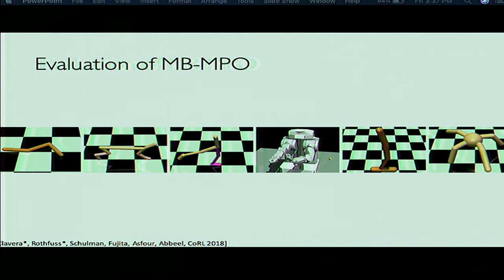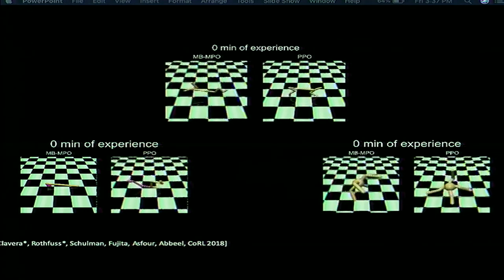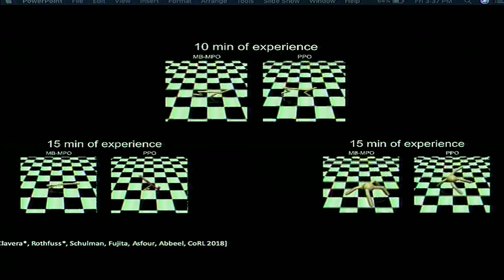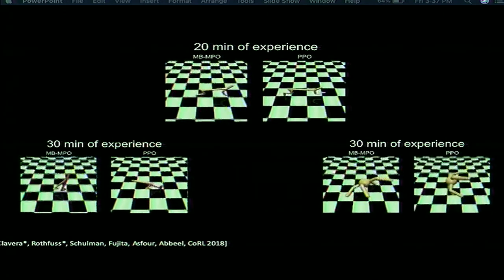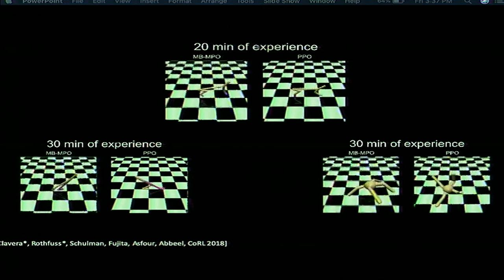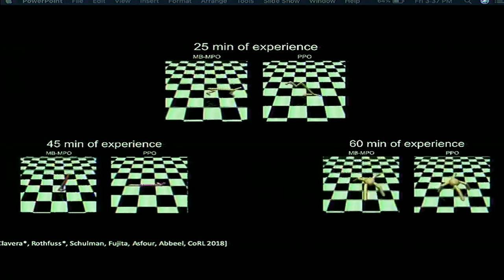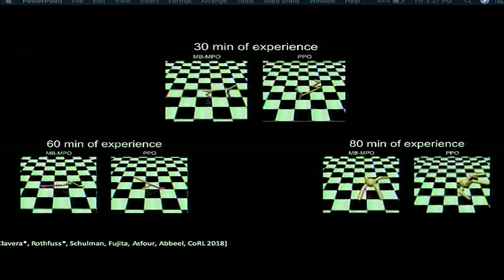We tested this algorithm on a set of MuJoCo benchmarks that are all robotics and locomotion. And here we can see the performance of three of them. So first of all, the agents just perform random actions. But then we see how MBMPO, that's our method, performs, and here we compare against PPO, which is a model-free algorithm. We see that with just under 30 minutes of experience, it's actually able to solve the task, which is to run forward.